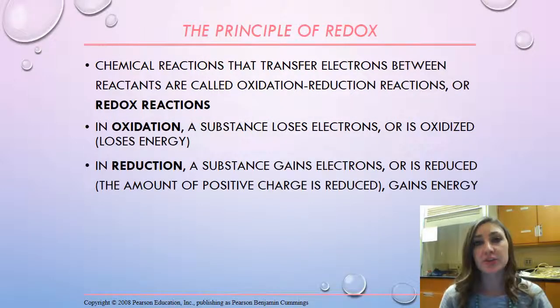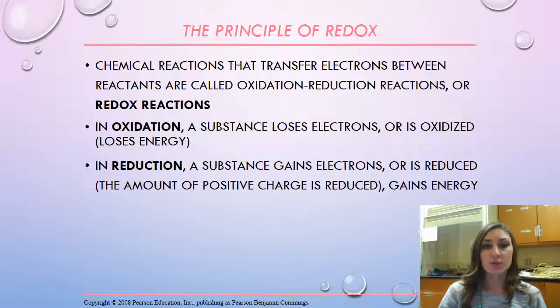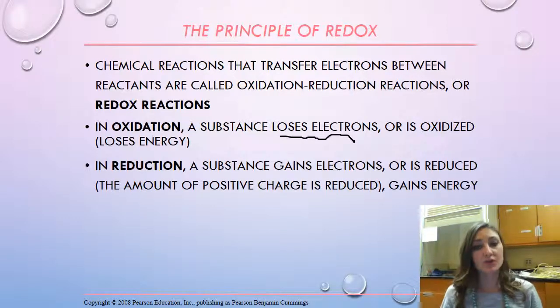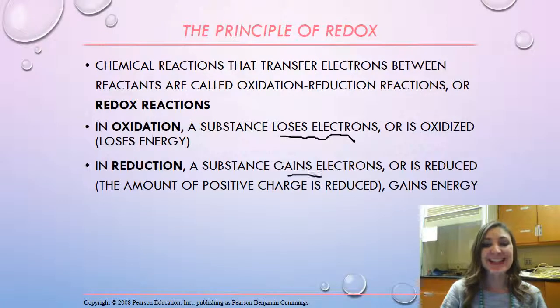So when we have transfers of electrons, we consider these chemical reactions redox, or oxidation reduction reactions. So a couple definitions that you need to know. In oxidation, your substance is losing electrons, or we consider it oxidized. This is a loss of energy because you're losing electrons. In reduction, your substance is gaining electrons, or it's reduced. And the reason we call it reduced when you're gaining electrons is because your amount of positive charge is reduced. It's becoming more negative. And this is a way to gain energy. And one way to keep this straight is through the acronym LEO says GER.